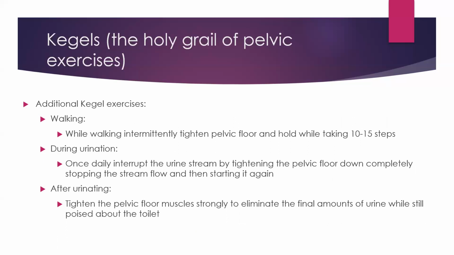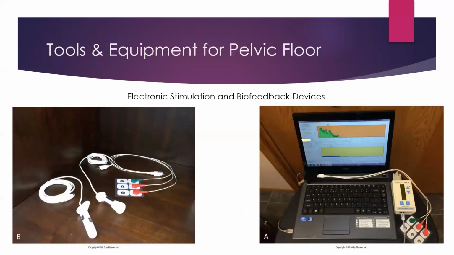During urination, once a day, interrupt the urine stream completely by tightening the pelvic floor. So starting your urine stream and then stop it entirely. And then hold for about 10 seconds and then start your urine stream again. And then after urination, you should try to tighten your pelvic floor muscles strongly to further purge and empty out the final amounts of urine, right? Where we're voiding the urine out of the bladder, which is voiding, which you'll hear frequently. Voiding is also emptying out the back side.